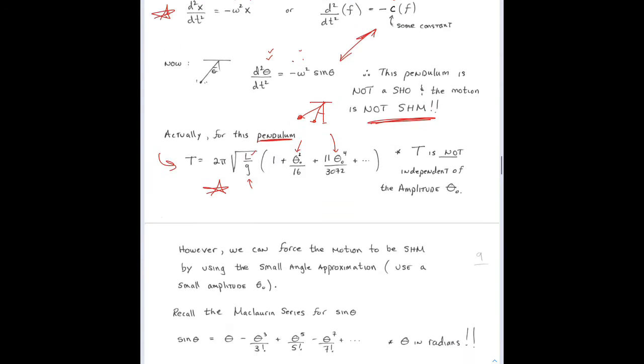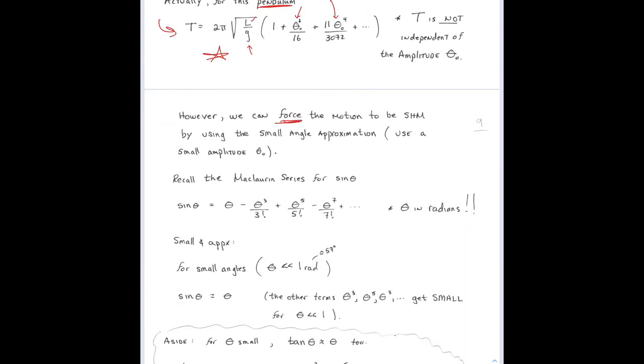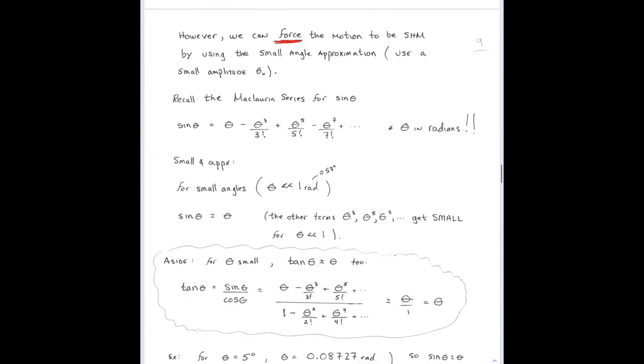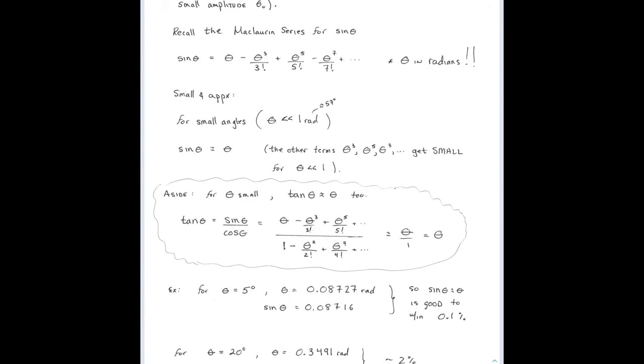So what we're going to do is force the motion to be simple harmonic motion. And how we do that, you're going to see this a lot, especially in the 196 E&M course, is you're going to use something called the small angle approximation. So go back to Calc 2 for a little bit.